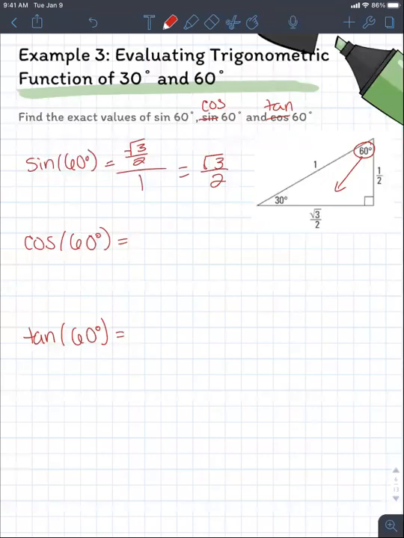Cosine of 60 degrees, so we're talking about adjacent over hypotenuse. So 1/2 over 1. If we simplify that, it's just 1/2. And tangent of 60 degrees is sine over cosine, or opposite over adjacent. So square root of 3 over 2 over 1/2. In this case, the 2's are going to cancel each other out. So that leaves us with the square root of 3 if we simplify it.